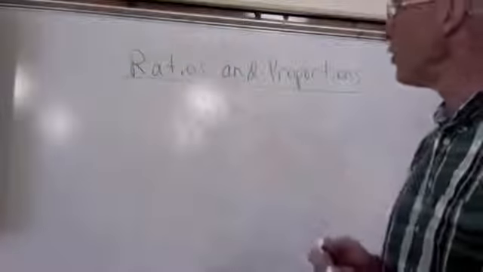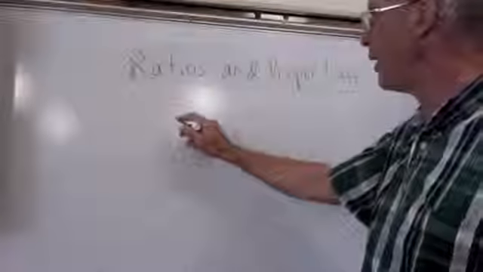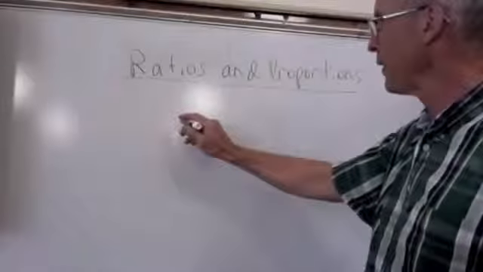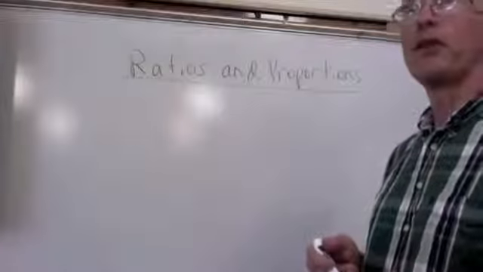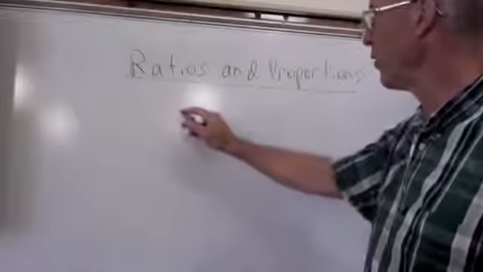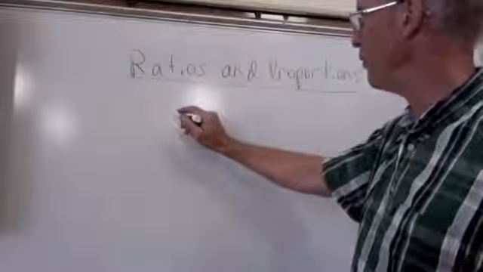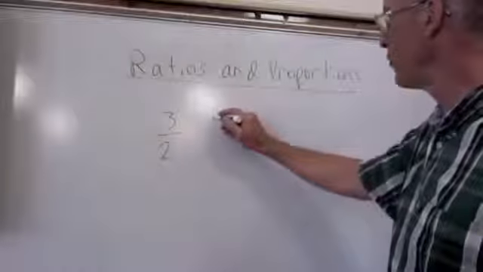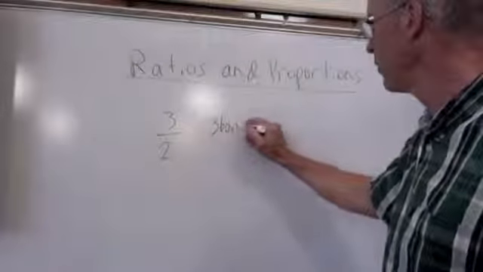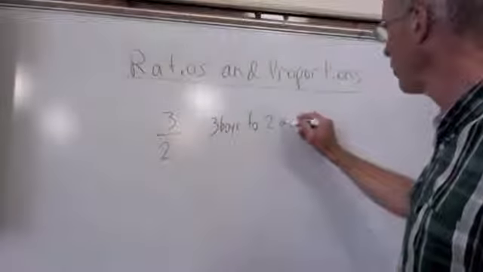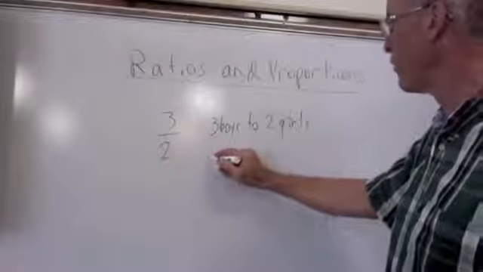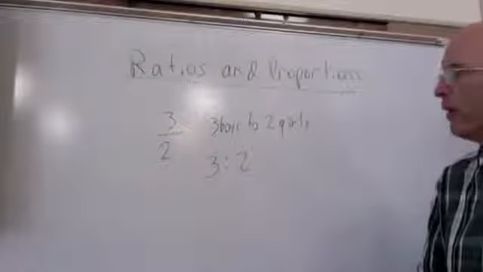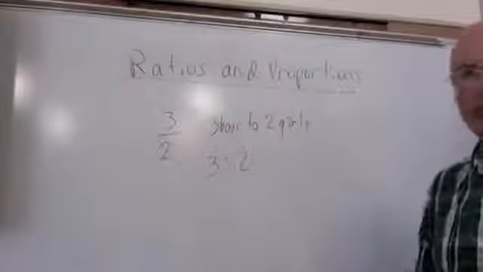Okay, ratios. First of all, a ratio is just simply a comparison between two numbers. And we can express this different ways. Let's say that on a basketball team, there were 3 boys and 2 girls. So the ratio of boys to girls would be 3/2. We also could write this 3 boys to 2 girls. So you can write it out with words, or you can say 3:2. All of those are acceptable ways to express a ratio. Probably the one you see most common is 3:2.